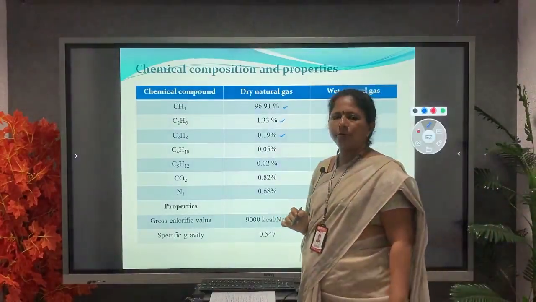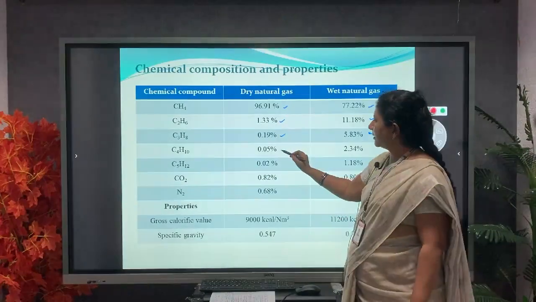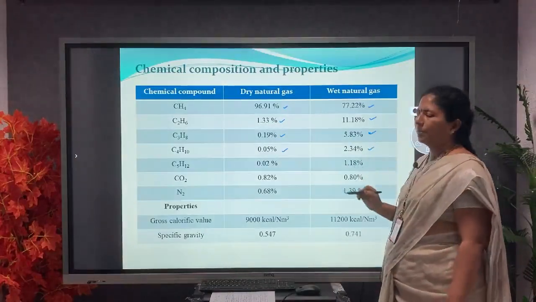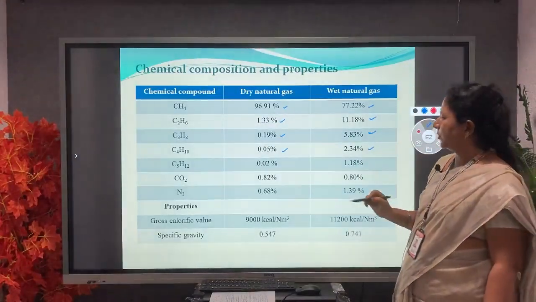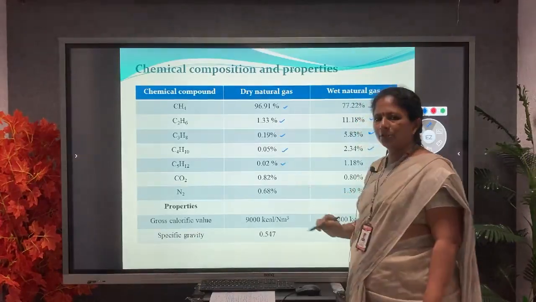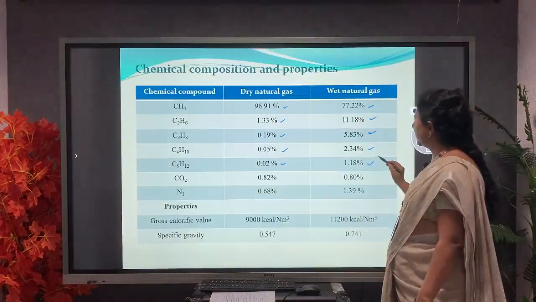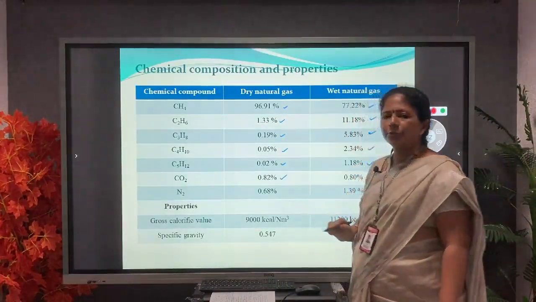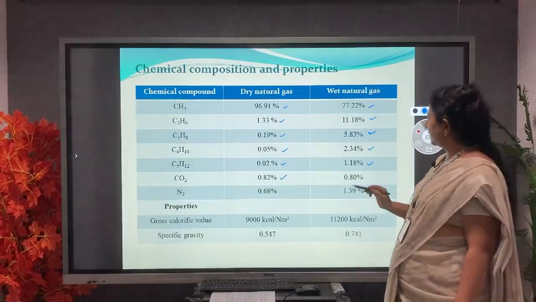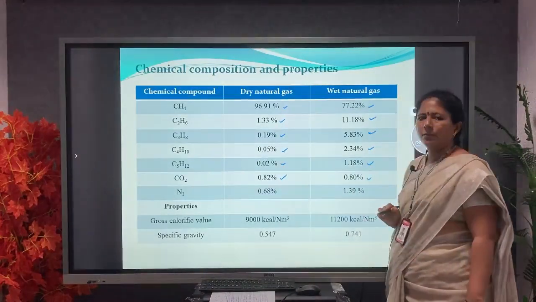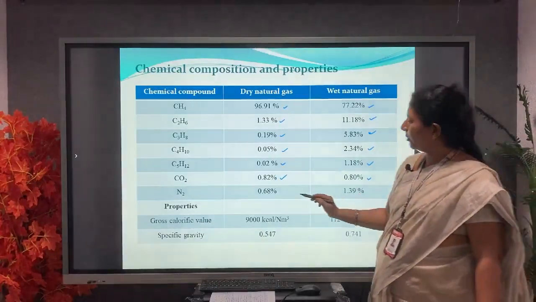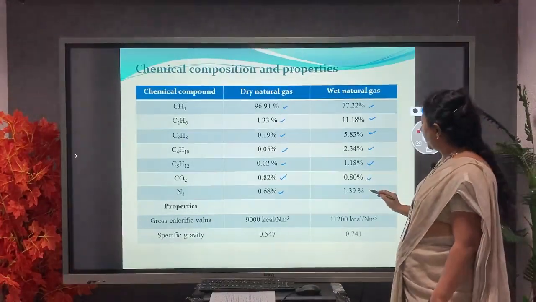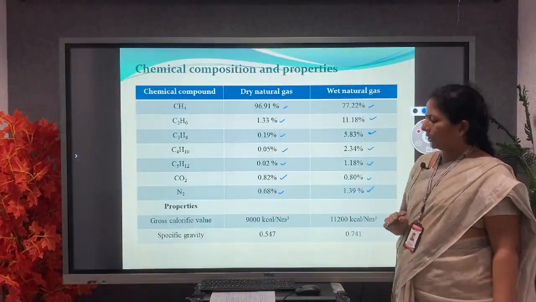And the composition of butane in dry natural gas is 0.05% and in wet natural gas is 2.34%. Pentane composition is 0.02% in dry natural gas and 1.18% in wet natural gas. Carbon dioxide is 0.82% in dry natural gas and 0.80% in wet natural gas. And nitrogen is 0.68% in dry natural gas and 1.39% in wet natural gas.